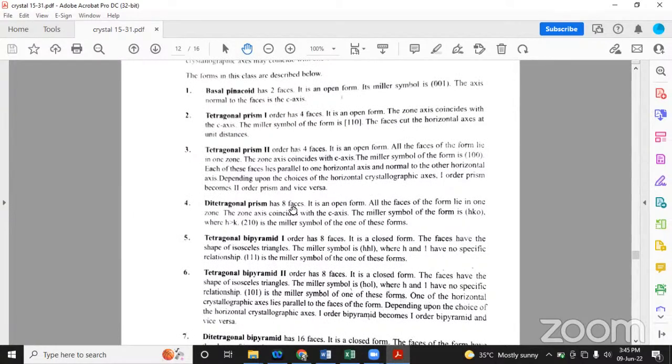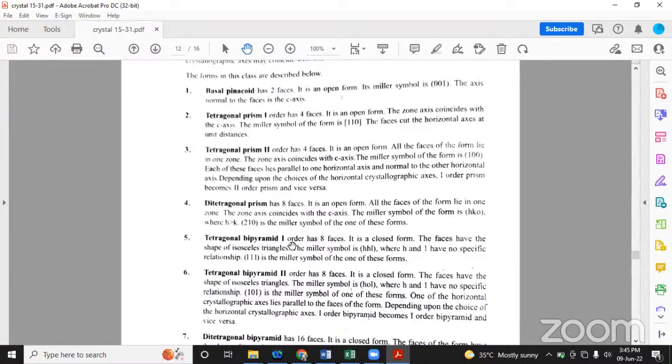Ditetragonal prism has 8 faces. The Miller symbol is of the form HK0, where H is greater than K. Don't think about H greater than K and 210, but you can, if you know that the Miller symbol HK0 belongs to the ditetragonal prism having 8 faces, it is in the tetragonal system.